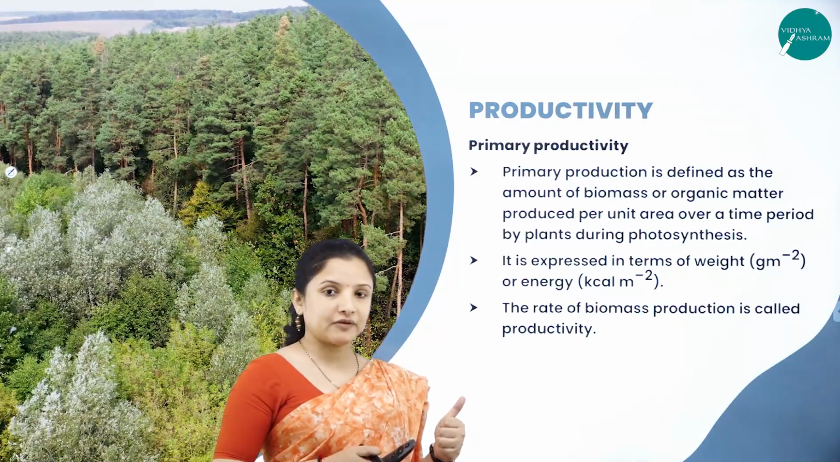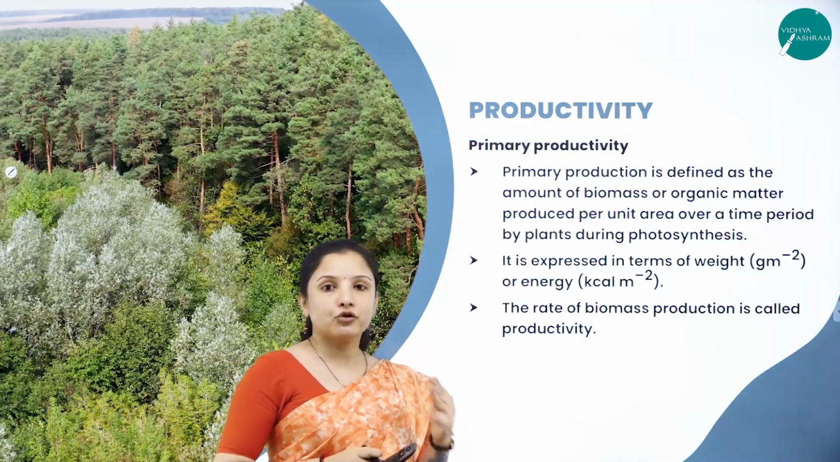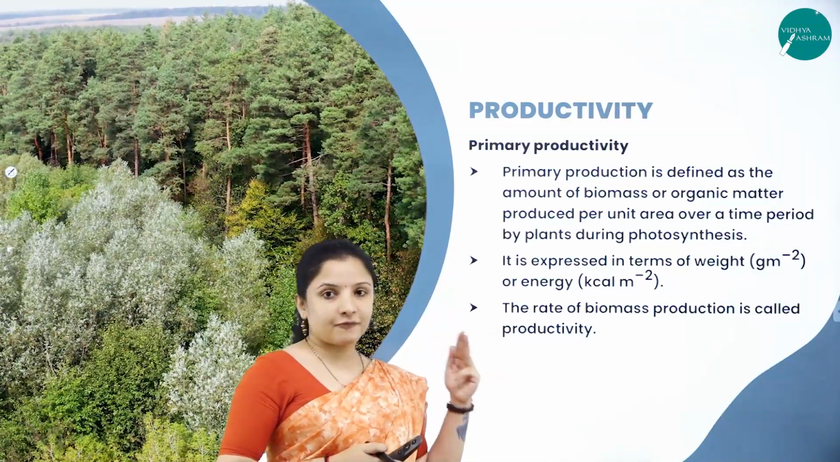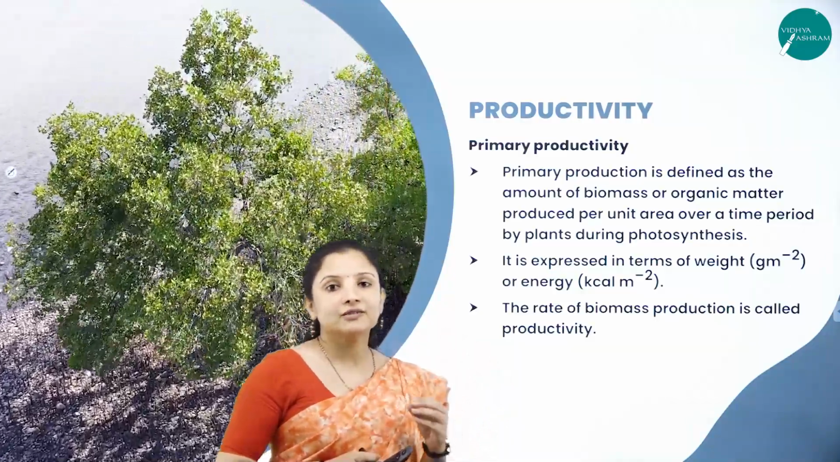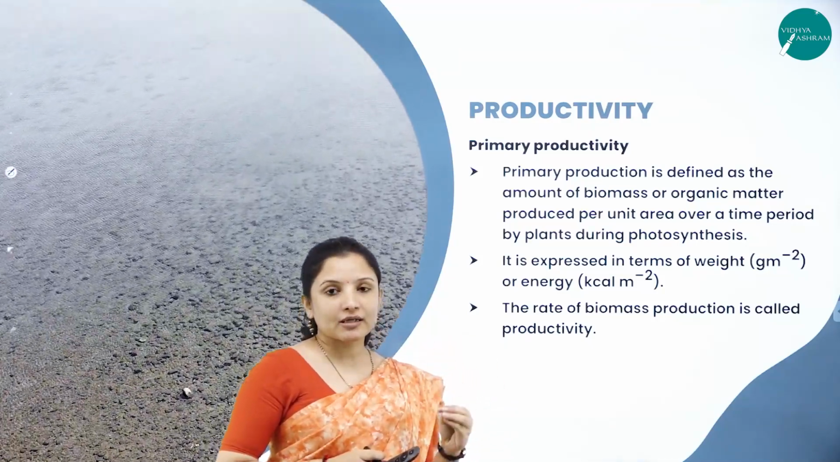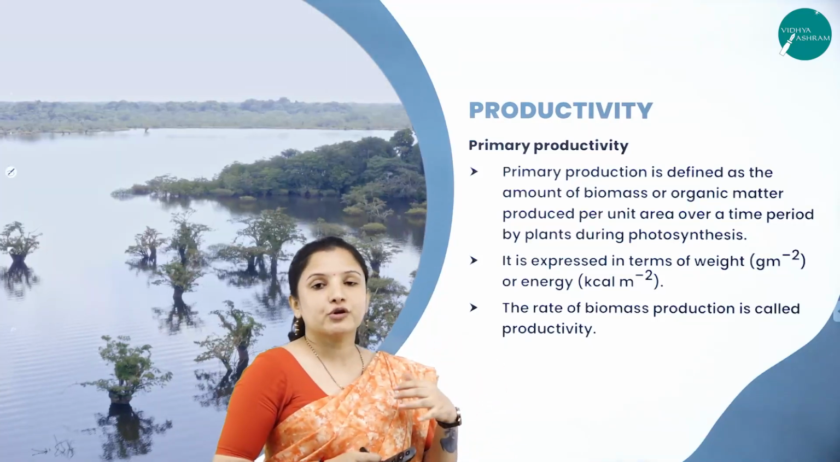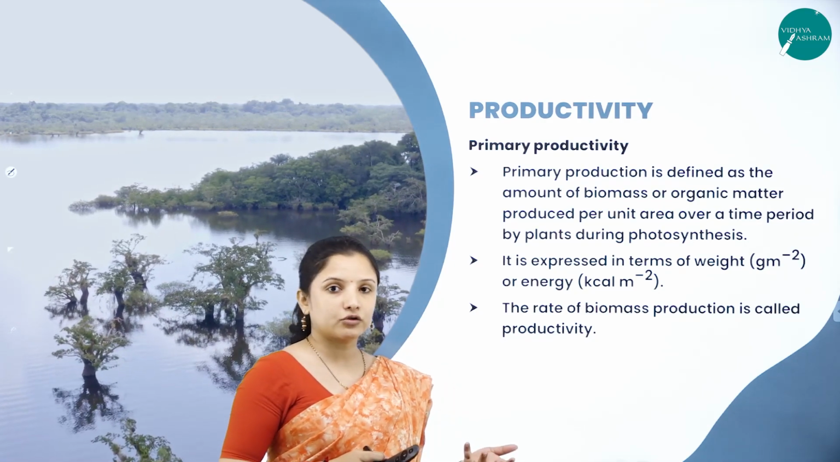Production or productivity, next decomposition, then energy flow and nutrient cycling. So these four let us study in detail one by one. First, starting with the first component of the ecosystem, which is productivity. Under productivity, the name itself suggests to produce something. So productivity is usually seen in the autotrophs, right?